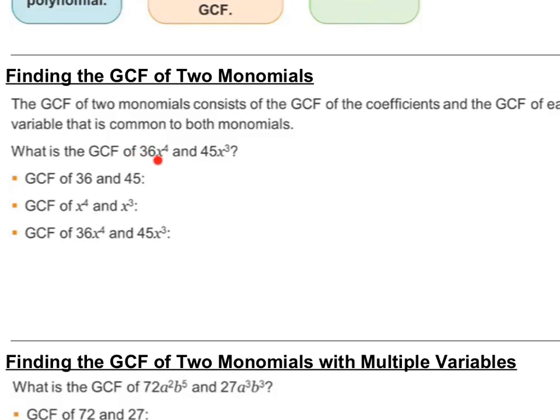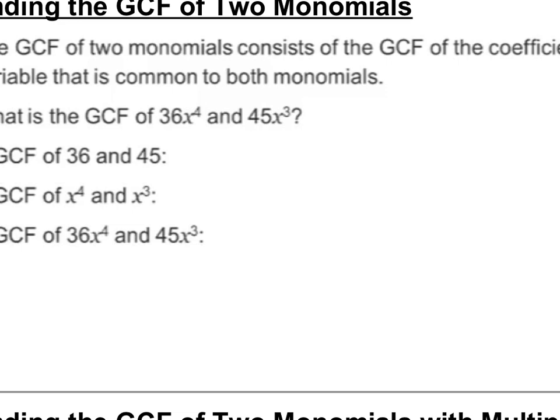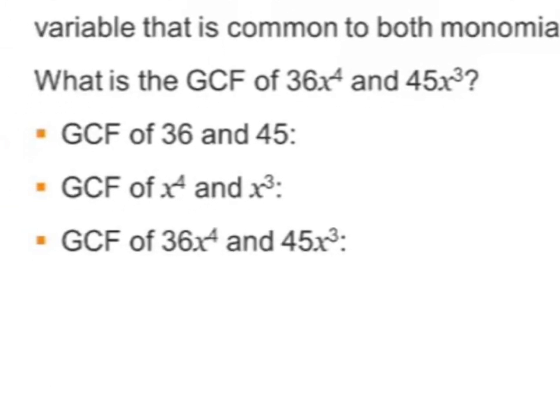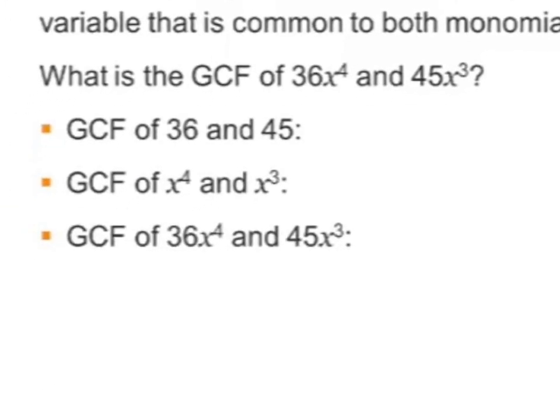So we have these monomials here, 36x to the fourth and 45x cubed, okay? And we want to find the greatest common factor. So the first thing we want to do is find the greatest common factor of 36 and 45, which we've already done, and that's going to give us 9. Okay, but then we have to figure out, okay, well, what about the variables? What about x to the fourth and x cubed?